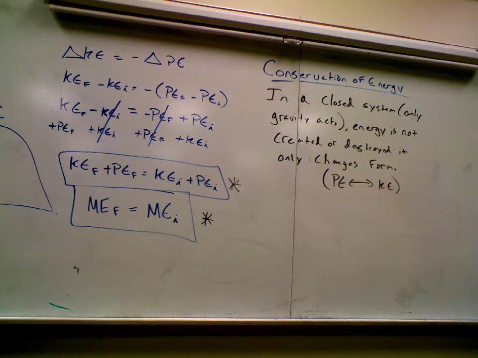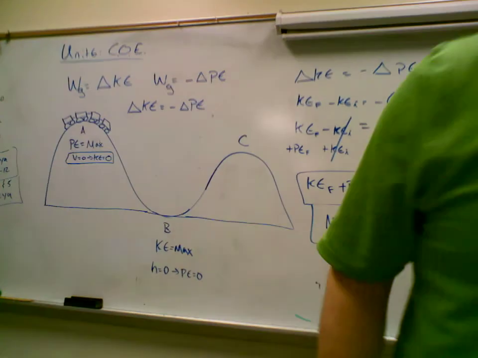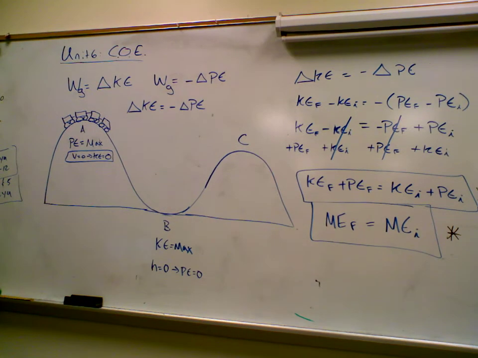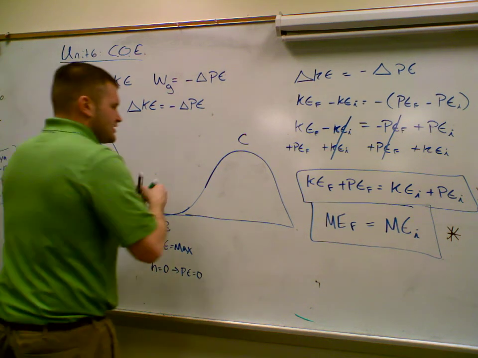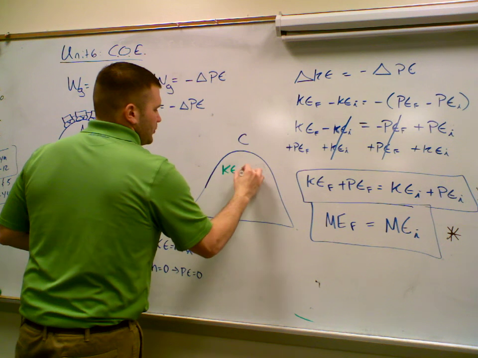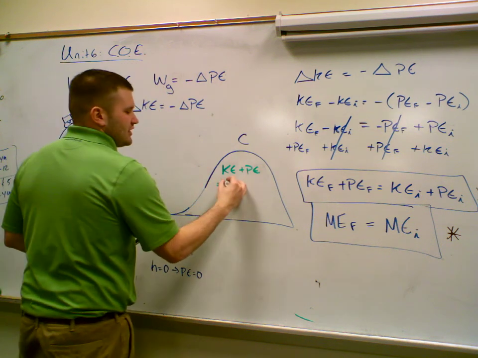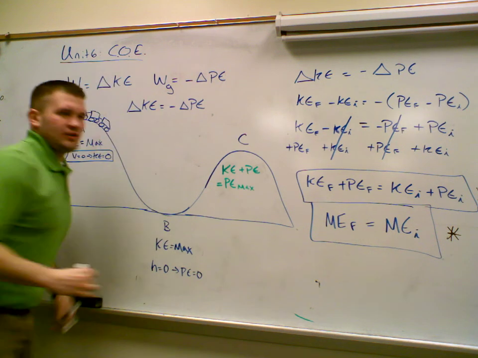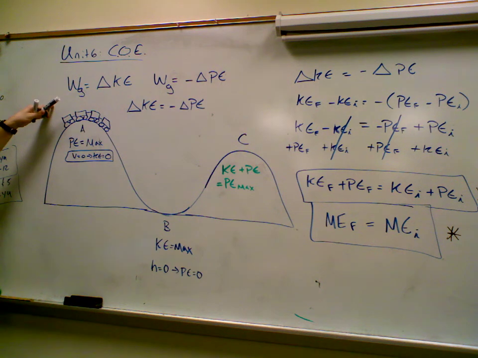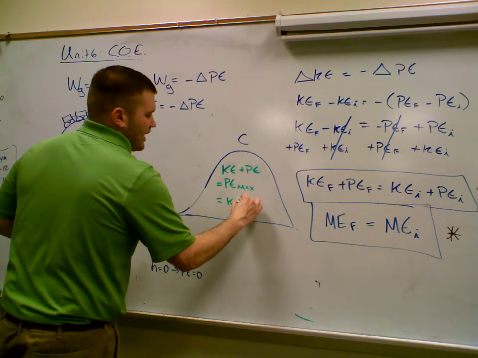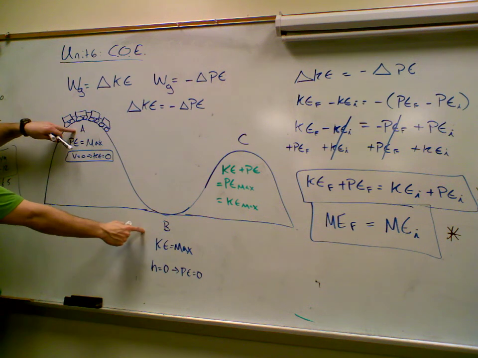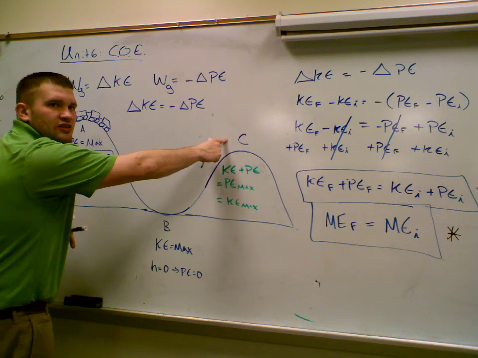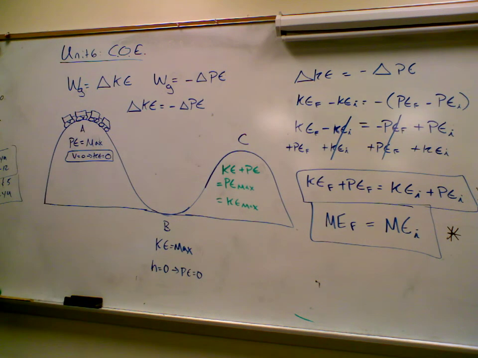Now I want to look back at the roller coaster real quick, the one I drew up on the board. Where does the roller coaster have the most potential energy? At A. Good. Where is it the most kinetic energy? At B. Now, at C, it has a little bit of both. At C, we have both kinetic plus potential, and that kinetic plus potential is equal to our potential energy max we had at A. It's also equal to our kinetic energy max we had at B. The energy at A equals the energy at B. The energy at B equals the energy at C. The car has the same total energy the whole way through, and that's what conservation of energy tells us.